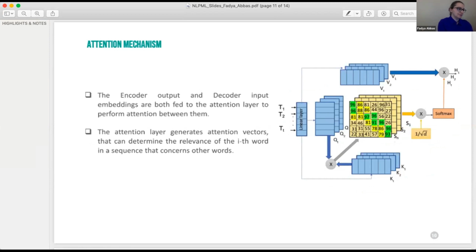The attention mechanism. The encoder output and decoder input embedding are both fed to the attention layer to perform attention between them. The attention layer generates attention vectors that can determine the relevance of the ith word in a sequence with respect to other words. So the attention model can capture the word relation of the input tokens in a sequence. Also, it sets large weight on the important tokens and less weight on the less important tokens.